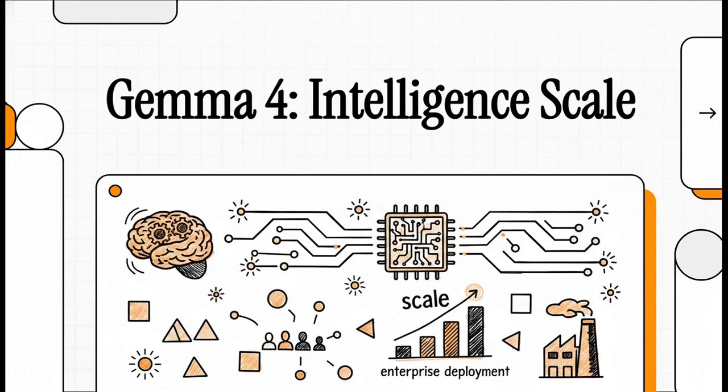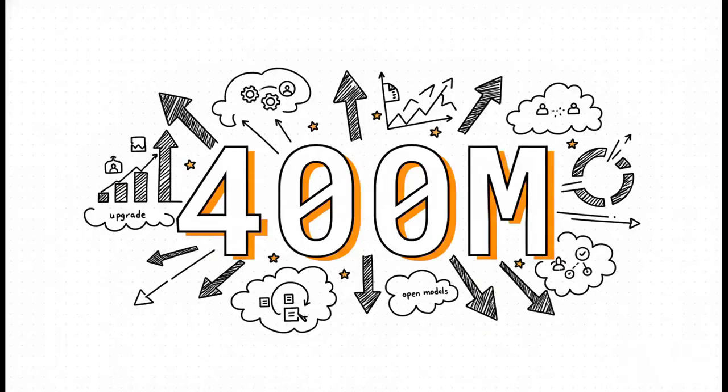This release is basically designed to completely rewrite how we think about running AI locally. To really grasp the sheer impact of this launch, we actually have to start with a number: 400 million. That's how many times the previous Gemma models have been downloaded by developers all around the world. It is literally staggering. That adoption has created this vibrant, bustling ecosystem of over 100,000 custom variants.